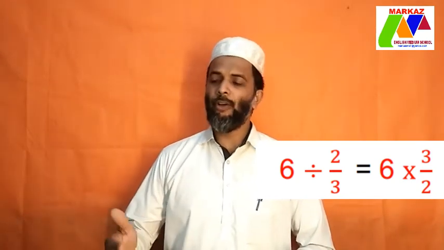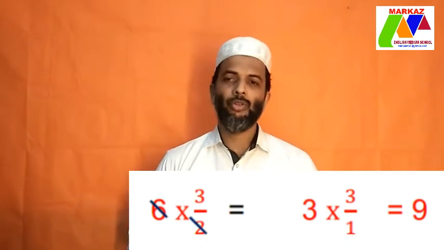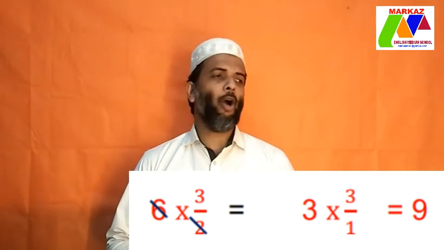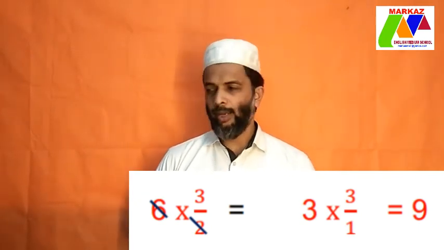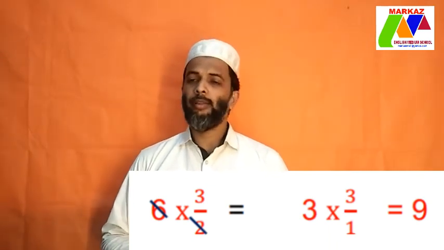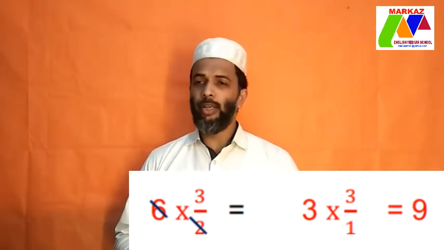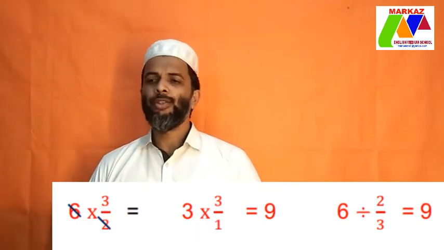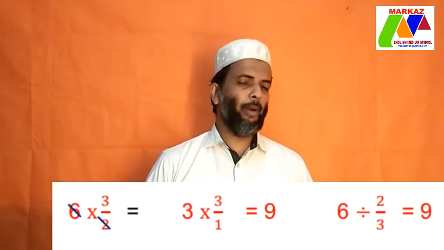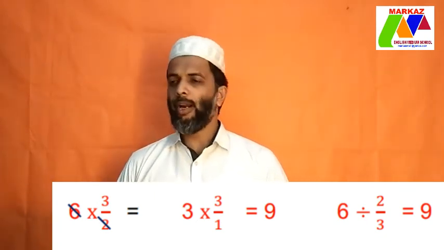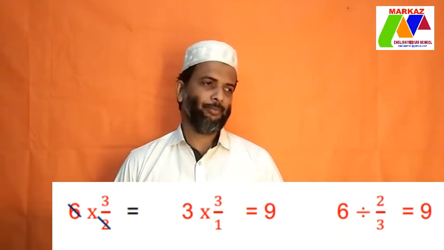We can simplify the fraction. How many 2s in 6? 3 times. So write 3 instead of 6. Then how many 2s in 2? 1 time. Write 1 instead of 2. Then multiply. 3 into 3 is equal to 9. Our answer, 6 divided by 2 by 3, is equal to 9. Pause the video and write down the complete steps.